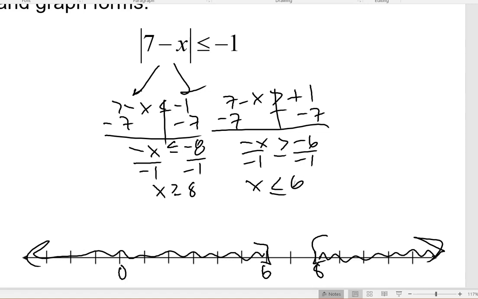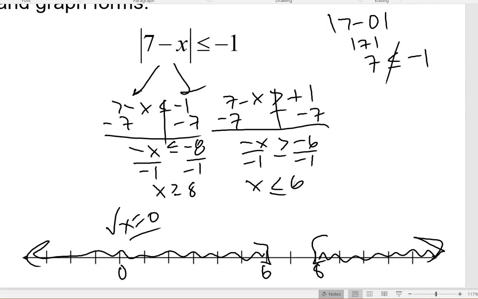Here's why. Let's just check a point. Let's just check x equals 0. If we've done everything right, 0 should be a solution here, right? Stick a 0 up here. 7 minus 0 is just 7. And the absolute value of 7 is 7. Is 7 less than or equal to negative 1? Nope. This should not be shaded. This is not one of our solutions.